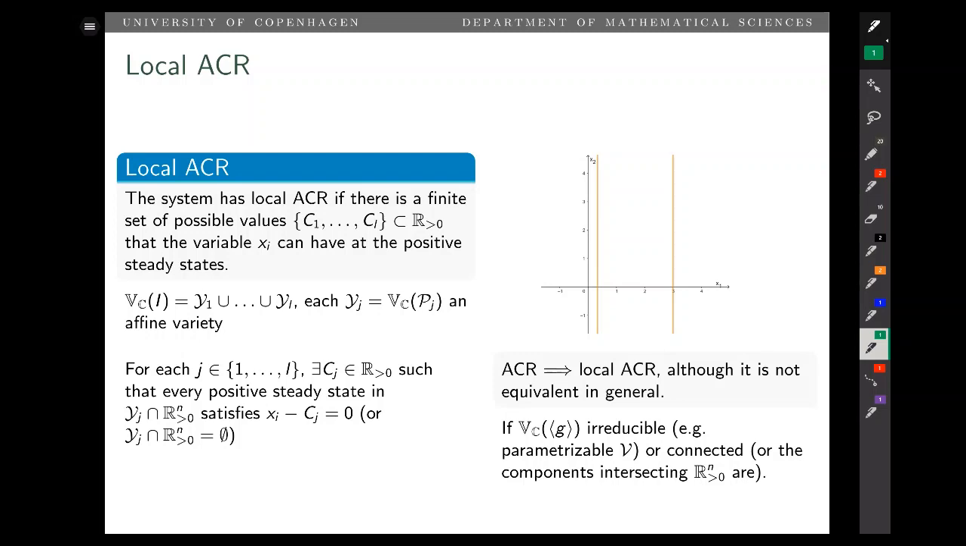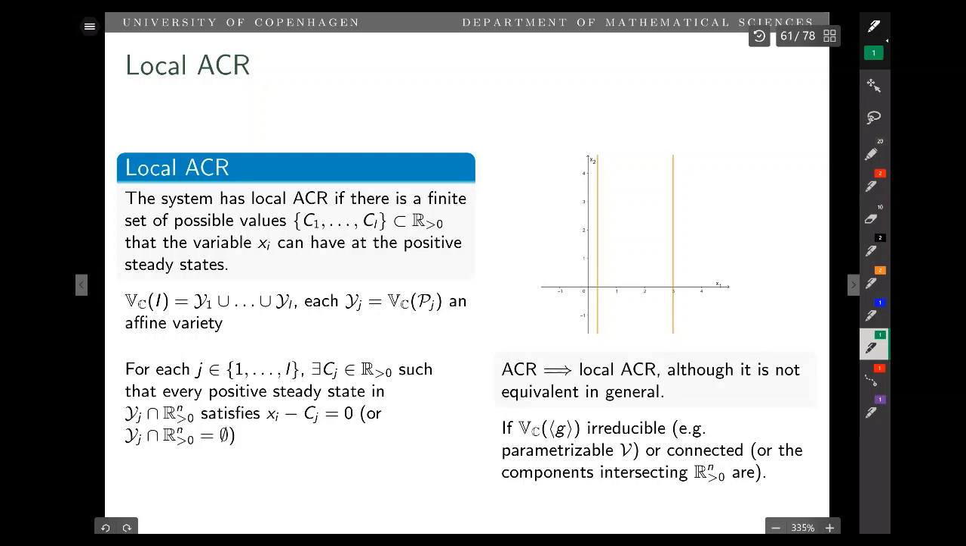So there are several classes of networks studied, like toric networks, for instance, which are parameterizable and they are irreducible. And then this is the same thing. ACR and local ACR are the same thing there. And it's also the case if it's connected, right? If all components touch, or they touch each other 2 by 2, yeah, the value for the ACR variable needs to be the same at all of them.